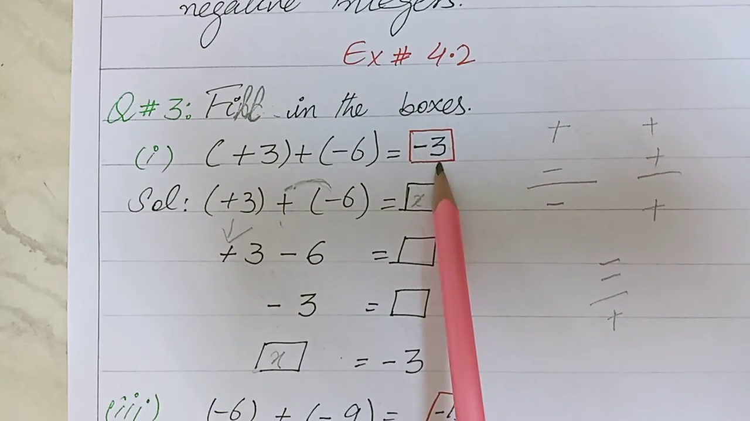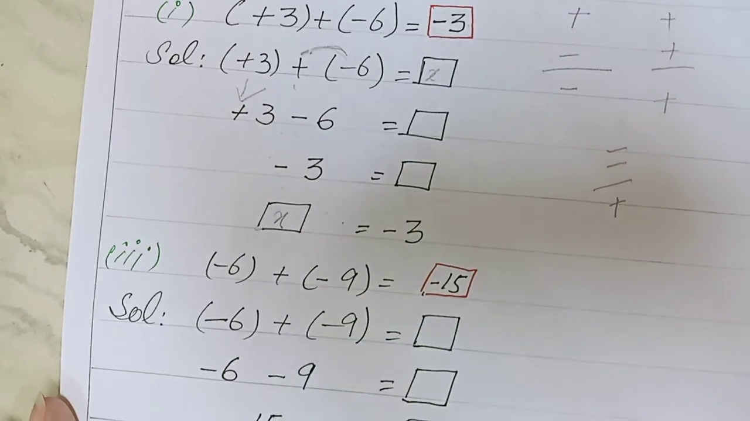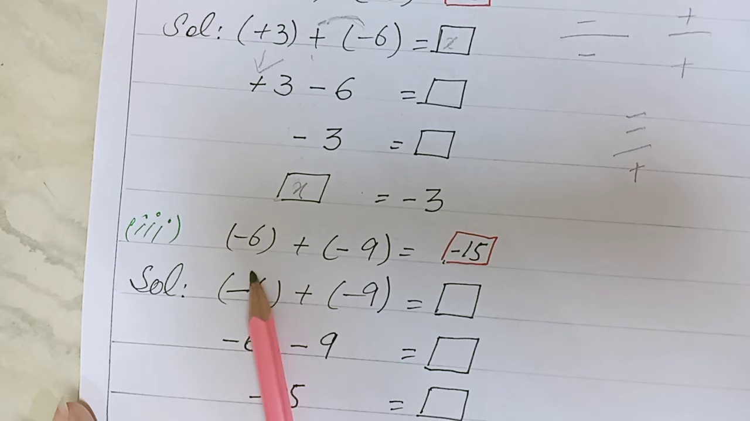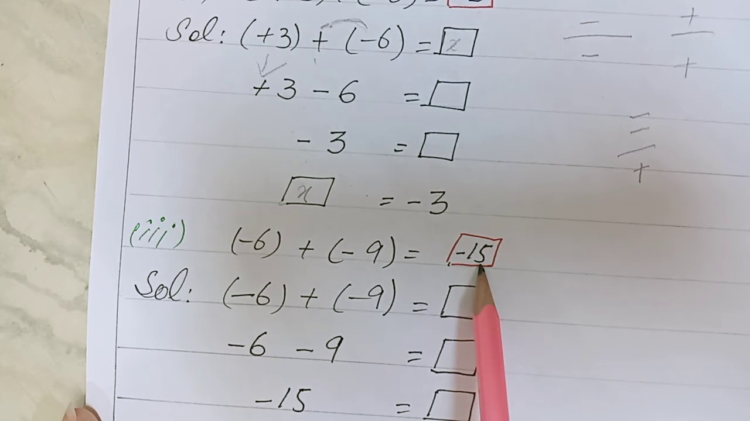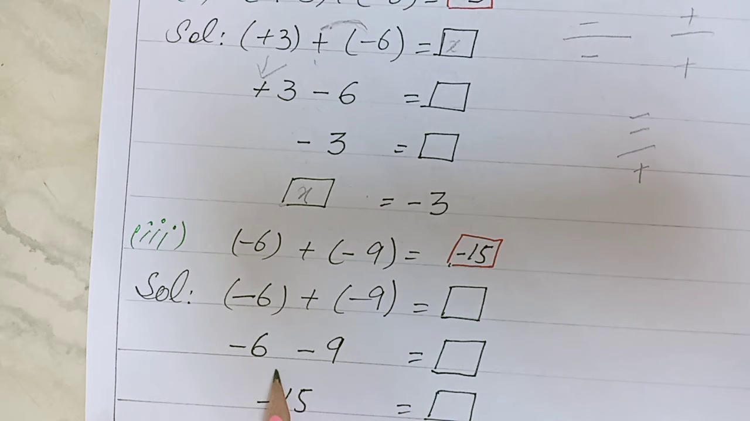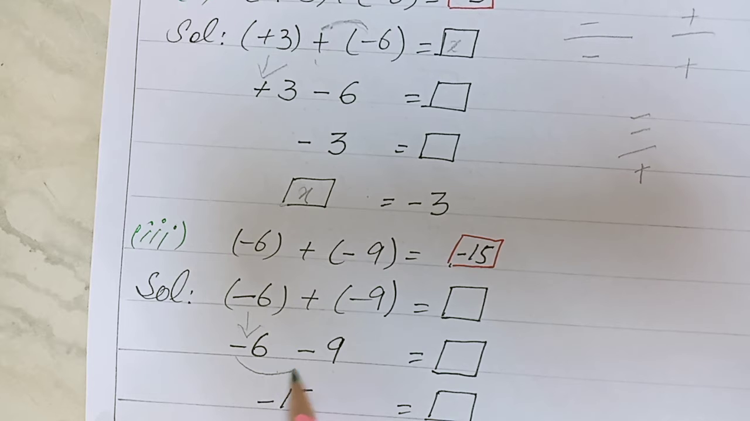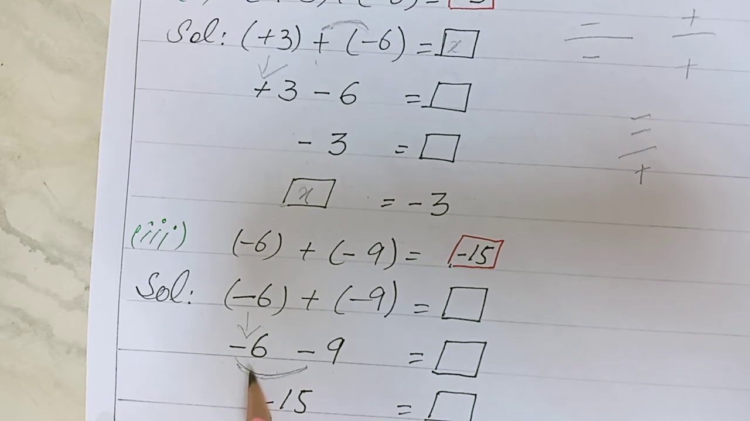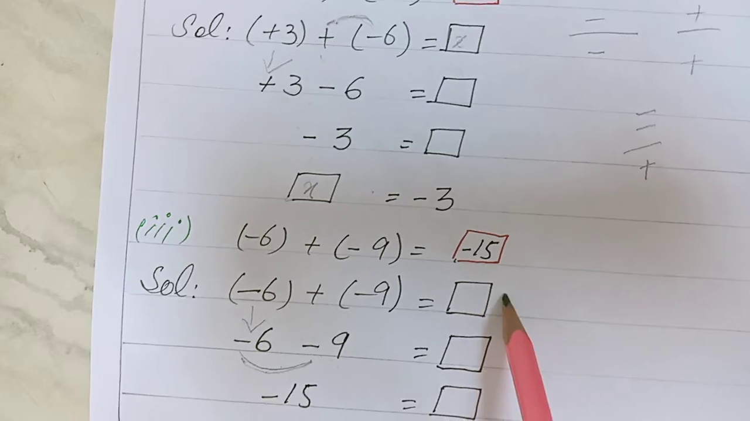So one fill in the blanks has been done. Next is the third part. Into minus 6 plus into minus 9 is equal to empty box. Write the question again. Open the brackets. There is no sign, so minus 6 will be as it is. Plus minus minus, so the same sign will be added, so plus minus minus plus 9 plus 6 is equal to 15. The sign will be of the greatest value, so the sign will be of 9, minus, so the answer is minus 15. So what do we write in the box? Minus 15.